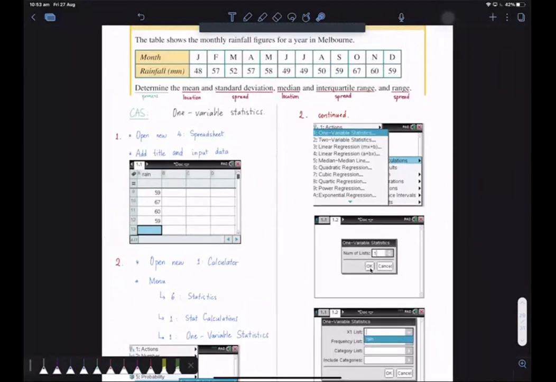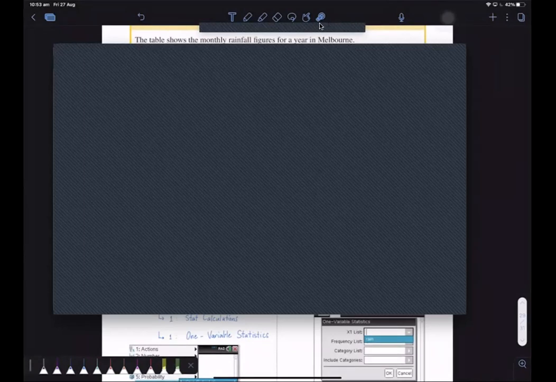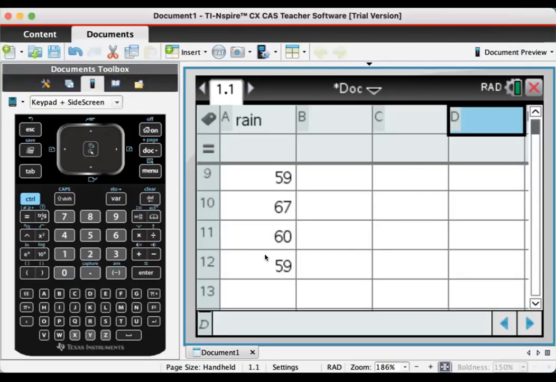The other thing as well is that I want to show you live. So what I'm going to do is share the CAS. Okay, so I've gotten this so far, right? But I want to get my summaries out. I want to summarize the data. So what I'm going to do is open the calculator.